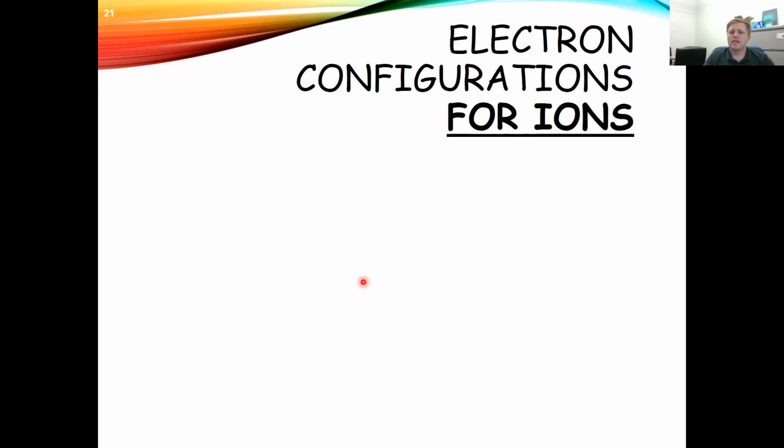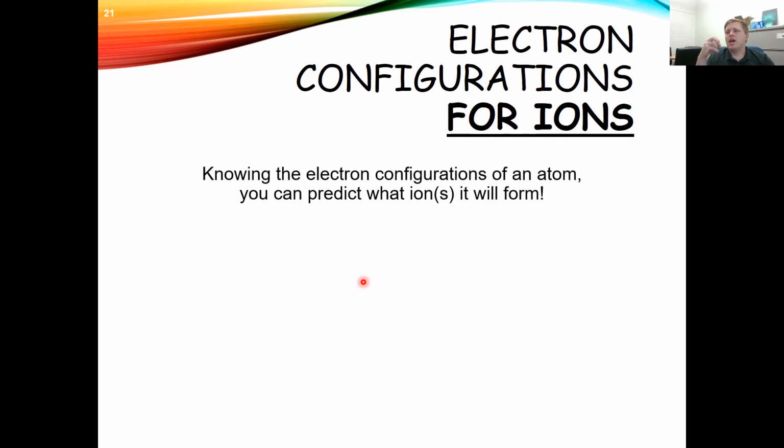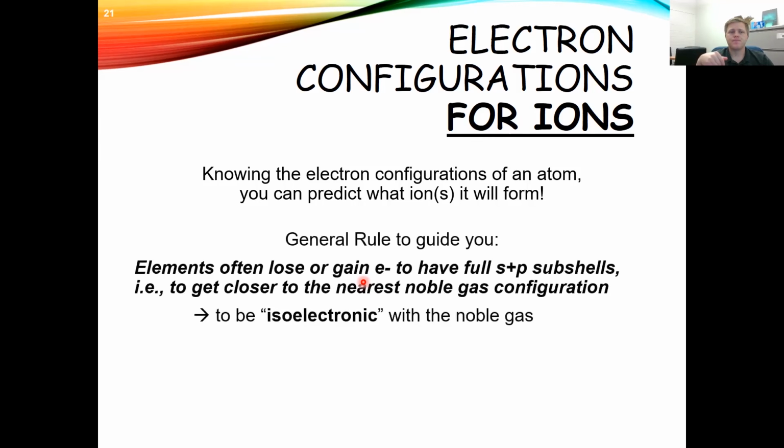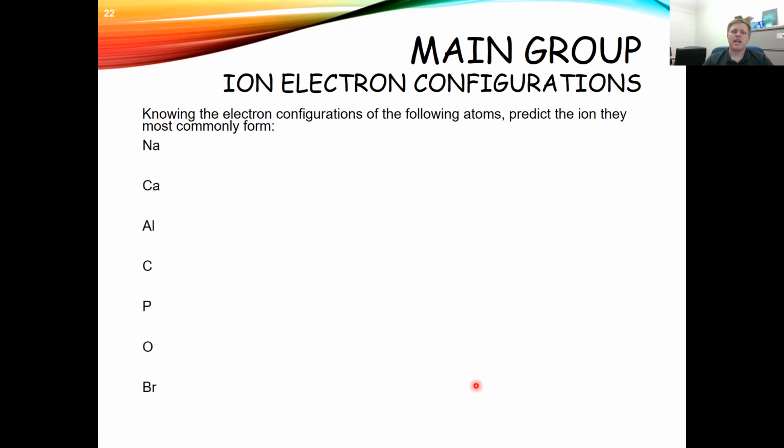Now, what do we do for ions? Knowing the electron configuration of an atom will actually let you predict the electron configuration for ions, where we've gained or lost electrons. The general rule here is that elements want to either gain or lose electrons so that they can be like the noble gases, so that they can have a full valence shell, so that they can have 8 electrons in their valence shell. And when this happens, we say they're isoelectronic, where they have the same electronic configuration as the noble gases. So let's see what this actually looks like.